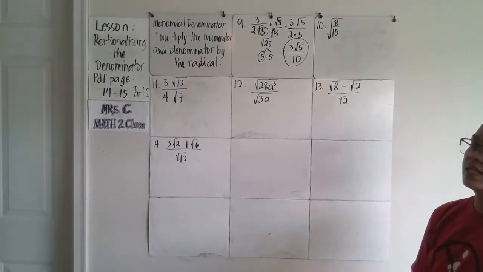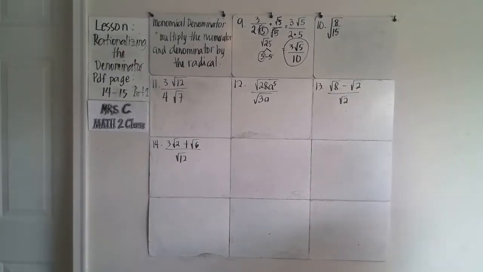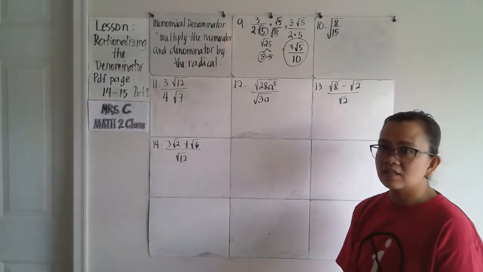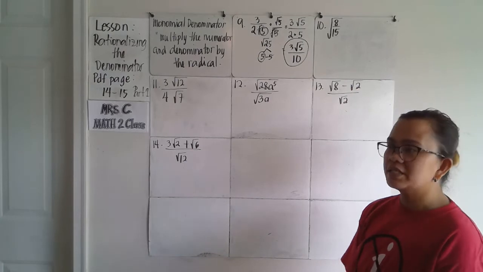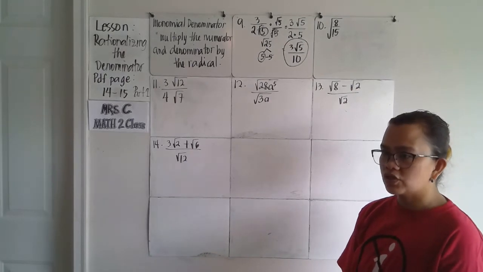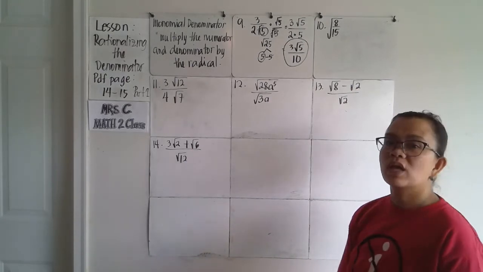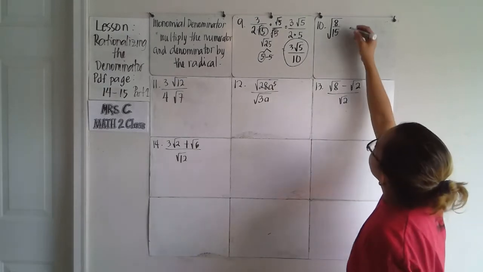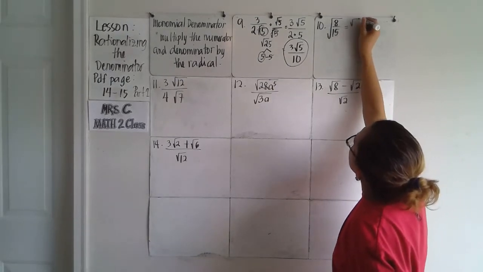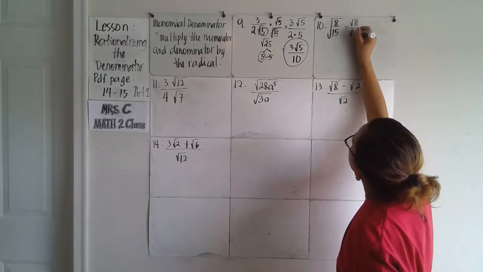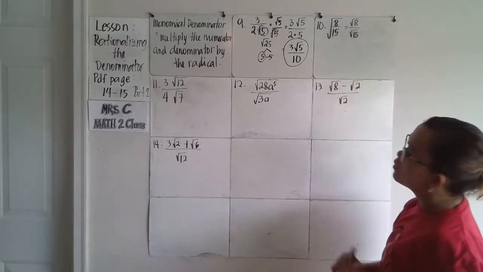Let's go to number 10. Square root of 8 over 15. Now, I think 8 contains a factor which is a perfect square. So you can do that if you want. Or you may just separate this first, like that, if you want to do that.